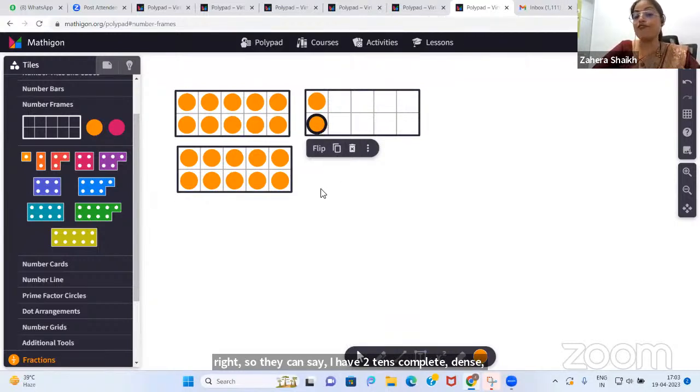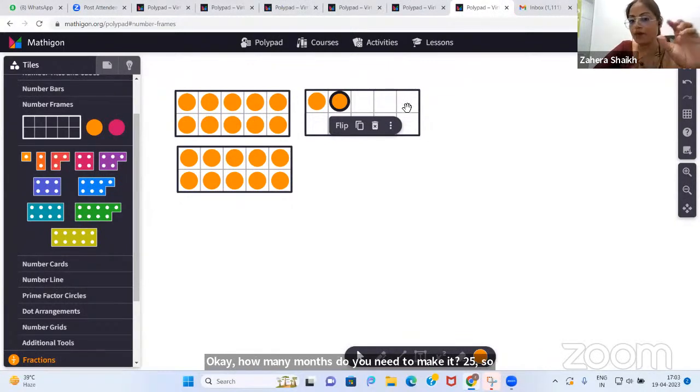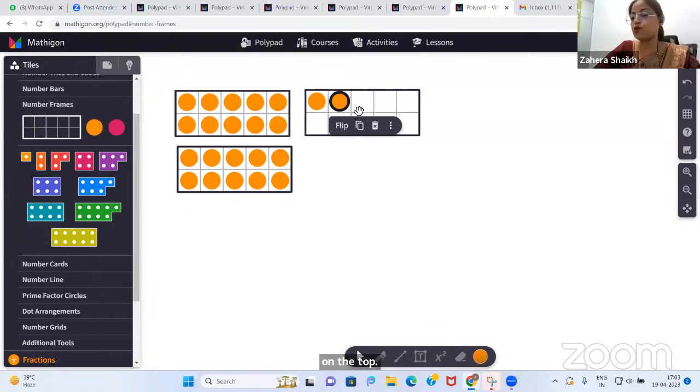And again, if you want to ask a few more questions of critical thinking, you may ask, okay, how many extras are there in more than 20? To make it more than 20, how many extras are there? There are 2 extras. Okay. How many more do you need to make it 25? So they can easily tell you that I can see 3 empty spaces on the top. So if I fill with 3 more dots, it will become 25.